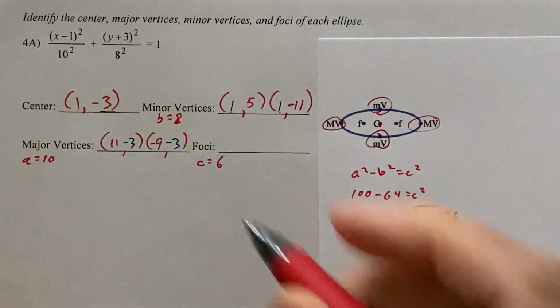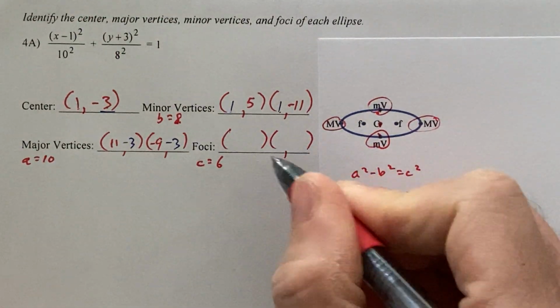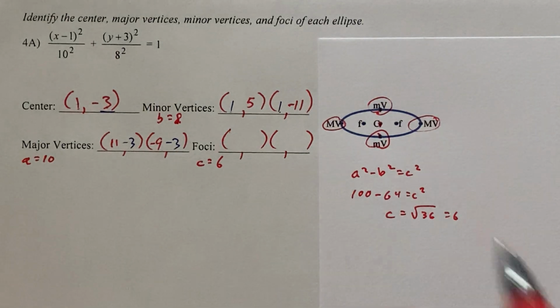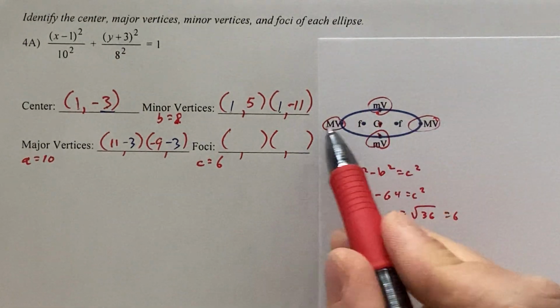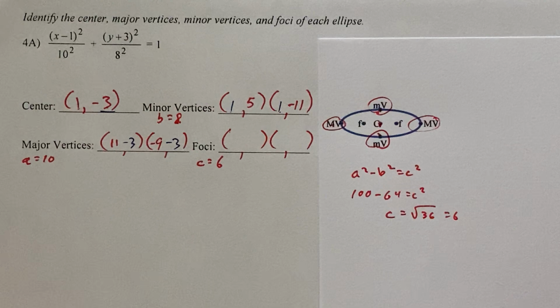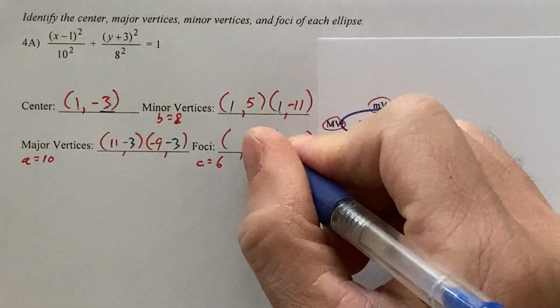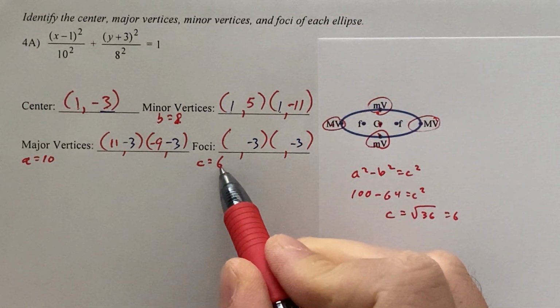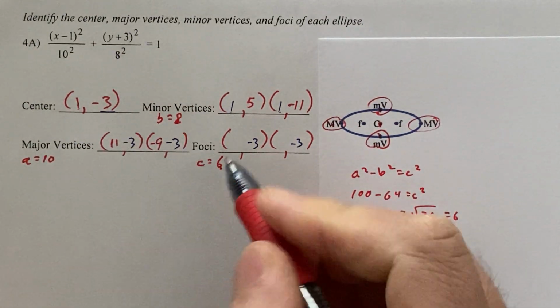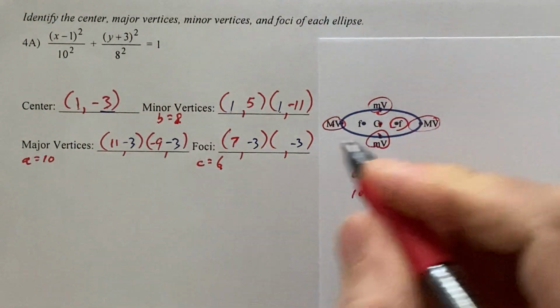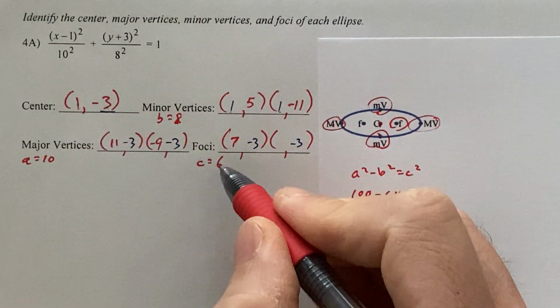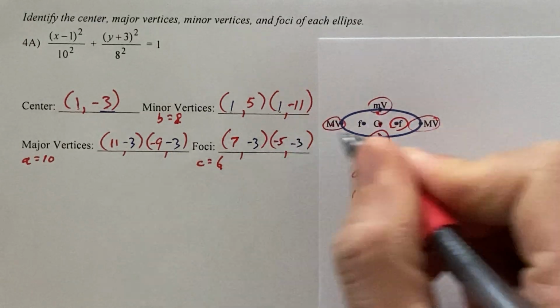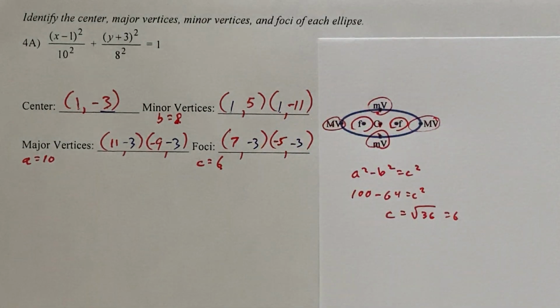And then last, but certainly not least, is the foci. Now again, the foci is very similar to the major vertices because they all line up. So by the same logic, it's going to keep the same y-coordinate. All I'm going to do is I'm going to change the x. How much am I going to change? 6. 6 to the right, so 1 plus 6 is 7. That'll give me this guy. And 6 to the left, so 1 minus 6, that's how we move to the left, -5. And I have all the coordinates I need.